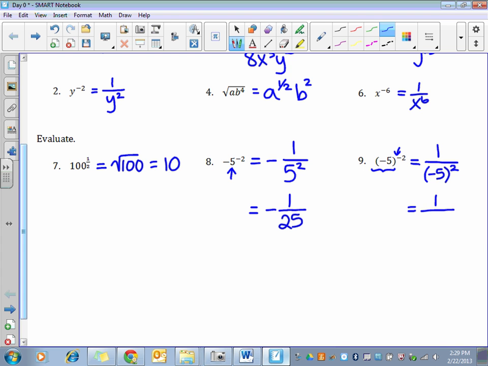Now I know that I'm actually squaring negative 5, not just 5, and so a negative 5 times negative 5 will still give me a positive. So this is 1 over 25. And if we look at number 8 and 9, we can see our answers are different because those parentheses really tell me something else is going on. So it's really important to be careful with those parentheses.